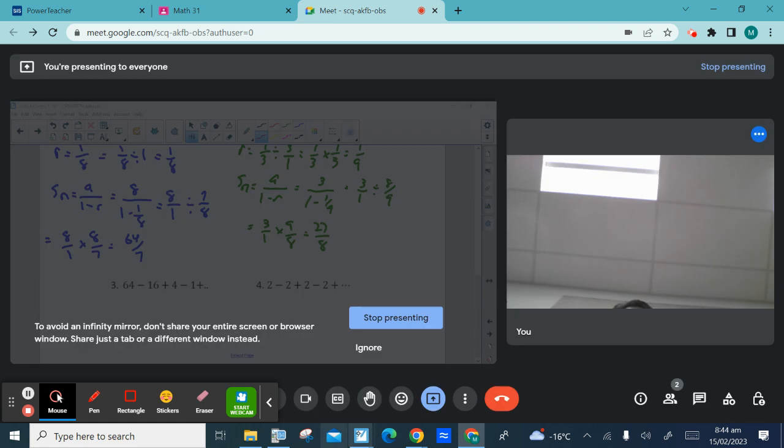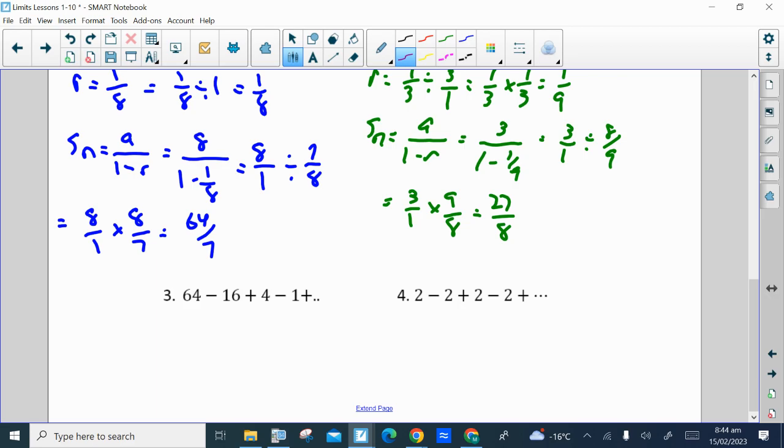Number 3. We start by finding r, the common ratio, by dividing the second term by the first term. So that'll be negative 1/4, which you would also get if you divide the third term by the second. 4 divided by negative 16 is still negative 1/4, or if you divided the fourth term by the first, negative 1 divided by 4, negative 1/4. So because r, the common ratio, is between negative 1 and positive 1, the sum will exist.